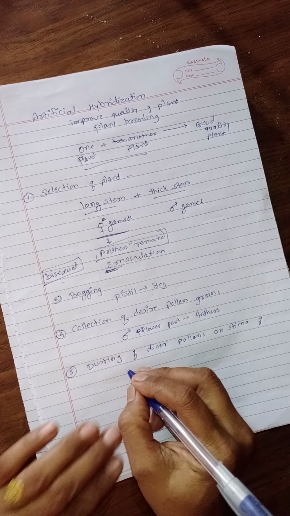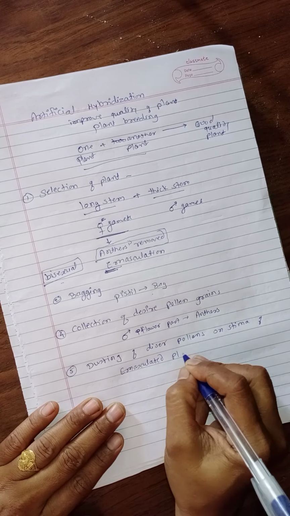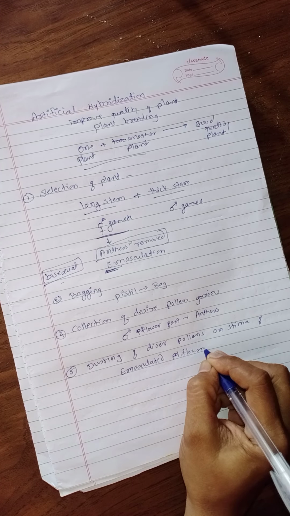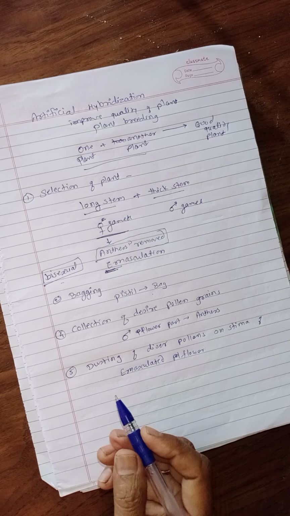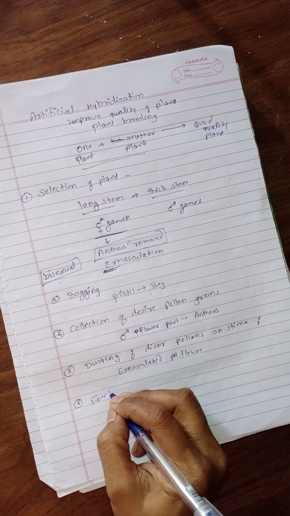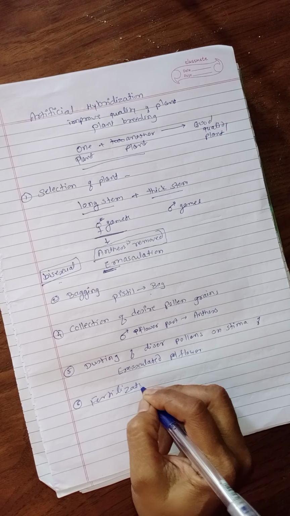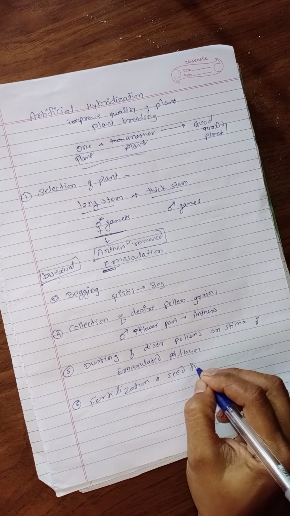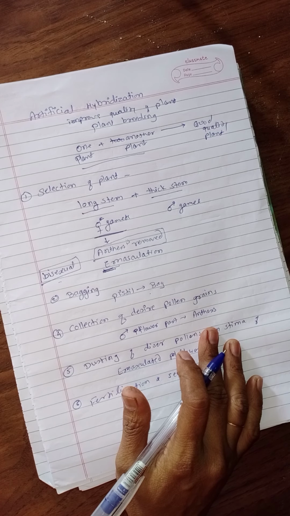That is, on the stigma of the emasculated flower. Then the next step is fertilization and seed formation. It takes place naturally. Seed formation is a natural process.